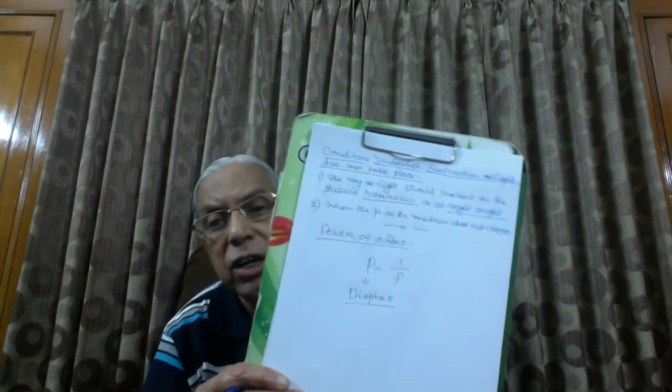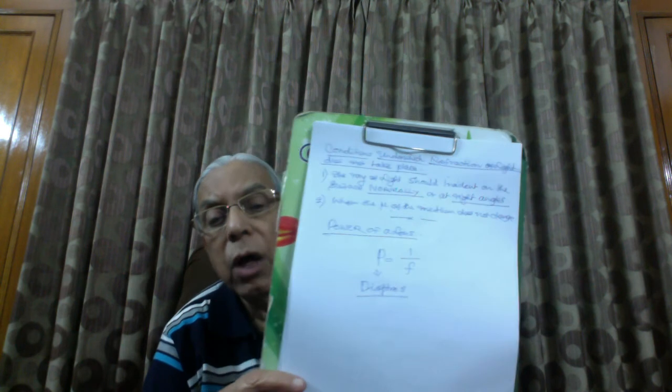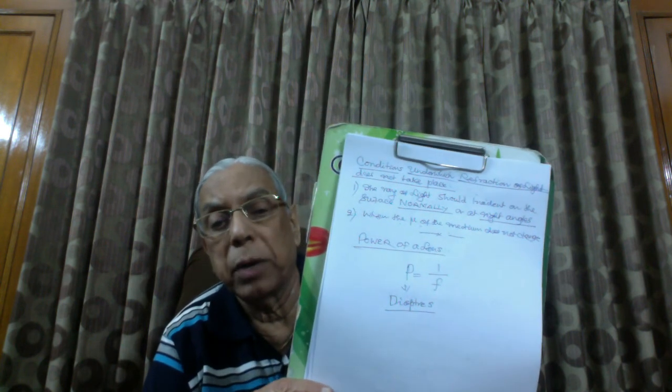And power of a lens is expressed in terms of diopters. Power of a lens is expressed in terms of diopters. Now comes the question, what do you mean by 1 diopter? If the focal length of a lens is 1 meter, please understand, if the focal length of a lens is 1 meter, then the power of the lens is said to be 1 diopter.